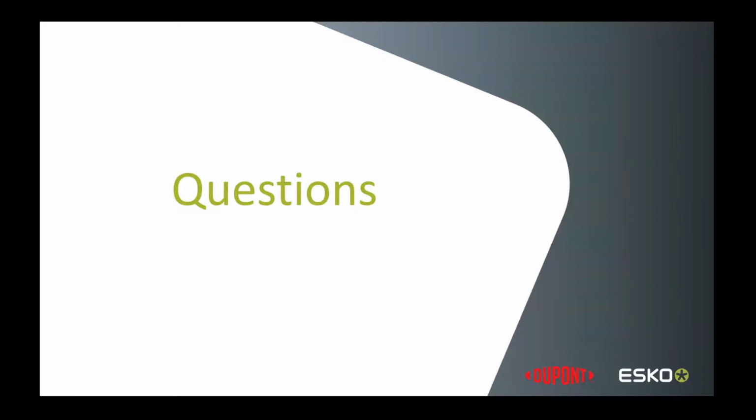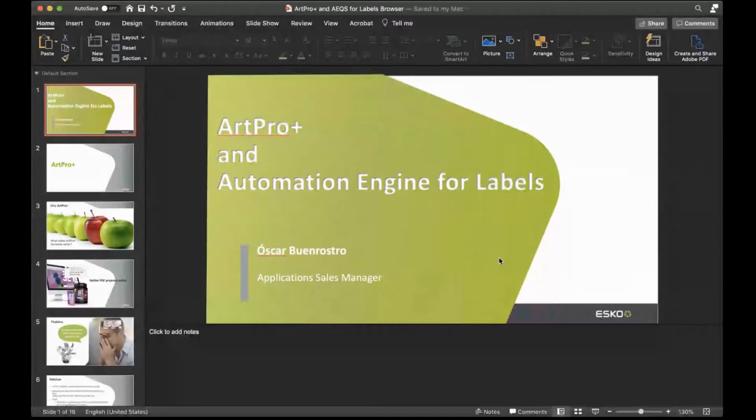Okay. So next up, we have Mr. Oscar Buenrostro, one of the application sales managers within Esko North America. And he is going to be doing a presentation today showing us two different Esko products related to the label market on the Flexo side of things. He's going to talk about first Art Pro Plus, our native PDF editor, and then he's going to jump into a little bit of Automation Engine with a new browser-based interface as opposed to the older Pilot interface. Oscar, you ready to go?